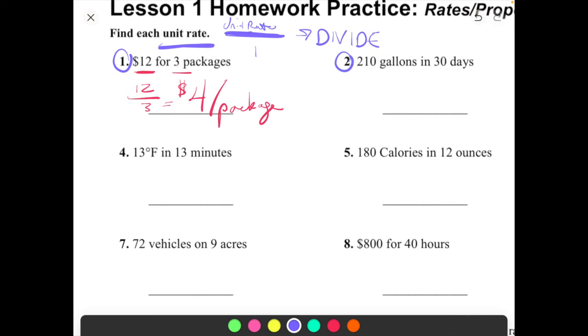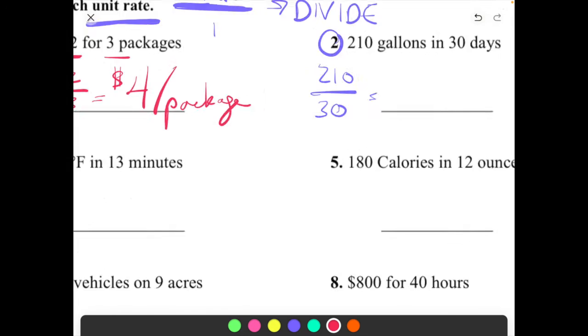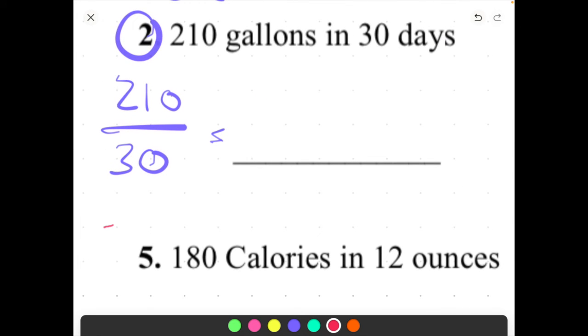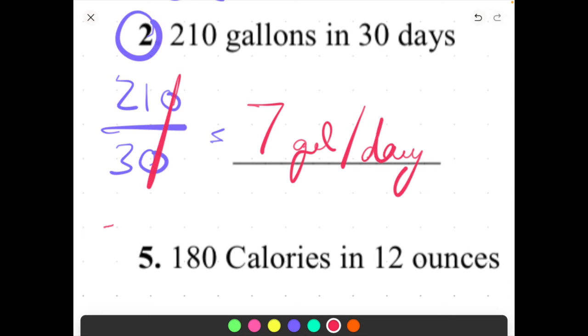Let's look at number 2. It says 210 gallons in 30 days. Now, 210 divided by 30. If I'm looking at this, I know when a number is divisible by 10, if you have a 0 on top and bottom, you can just chop it off. That's the easiest way to do it. I just reduced it by 10 over 10 right there. So now I'm left with 21 over 3, and 21 divided by 3 is 7. So it's 7 gallons per day.